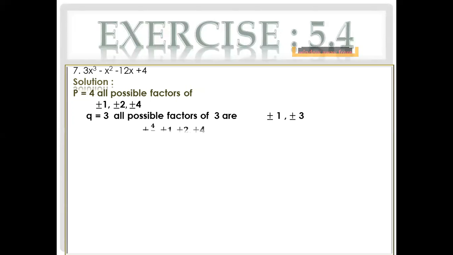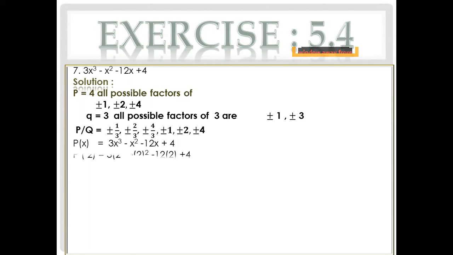When you find all the possible factors of 4, they are plus minus 1, plus minus 2, plus minus 4, and the possible factors of q are plus minus 1 and plus minus 3. When we write p over q, we have plus minus 1 over 3, 2 over 3, 4 over 3, 1, 2 and 4. These are the possible factors of the required polynomial. Now we check one by one.